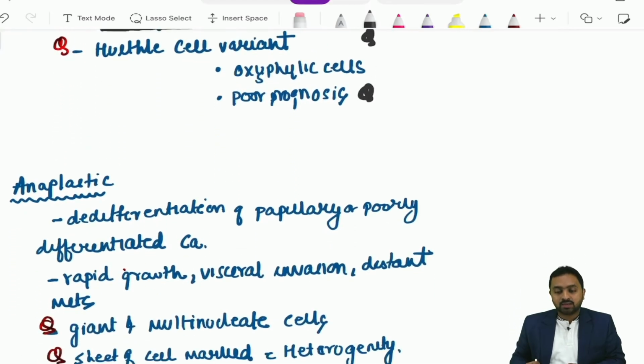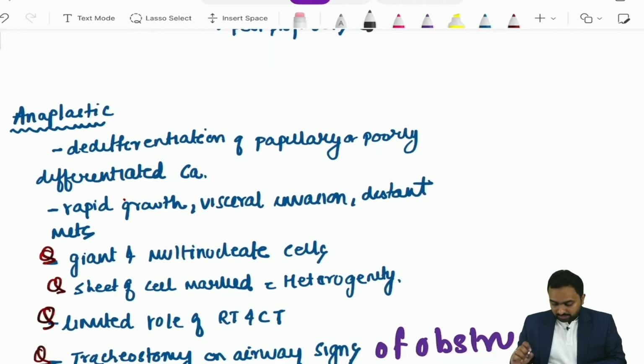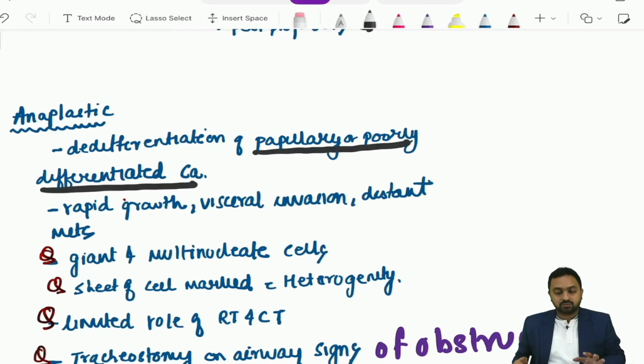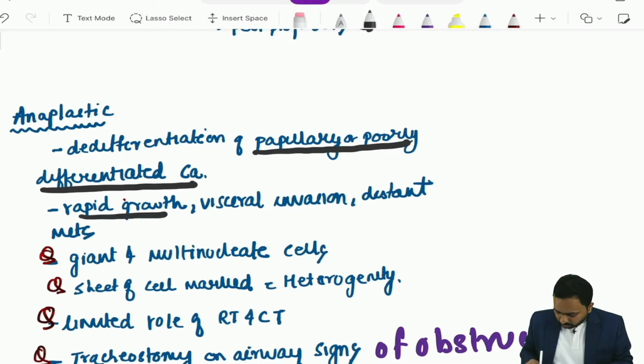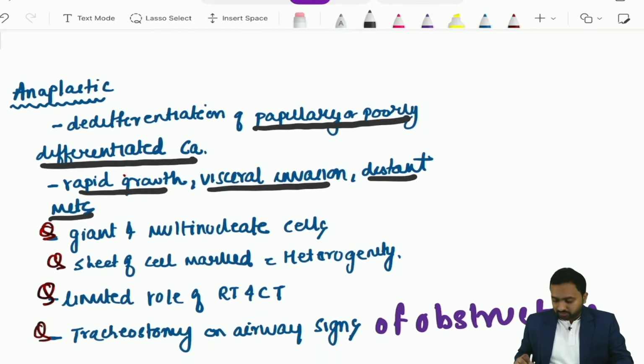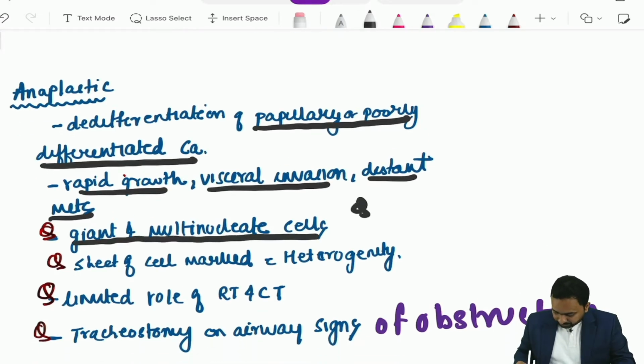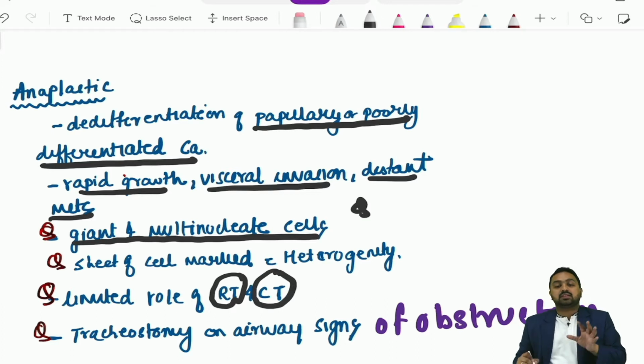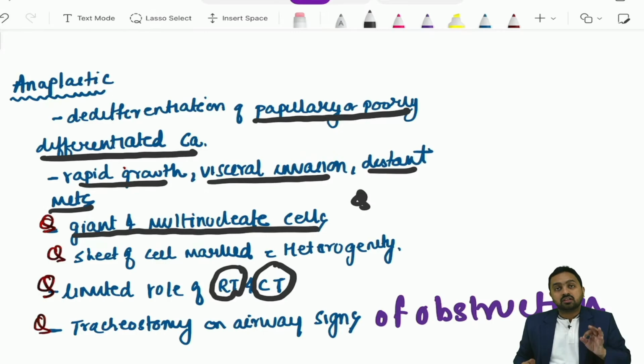Then we have anaplastic thyroid carcinoma. So there is a dedifferentiation of papillary or poorly differentiated carcinoma. They have rapid growth, visceral invasion and distant metastasis. On HPE you will be able to find giant and multinucleate cells. Now there are sheets of cells with marked heterogeneity. Now there is a limited role of radiotherapy and chemotherapy in anaplastic thyroid carcinoma. So usually you would basically need a tracheostomy if your patient presents with signs of airway obstruction in order to relieve the obstruction immediately.